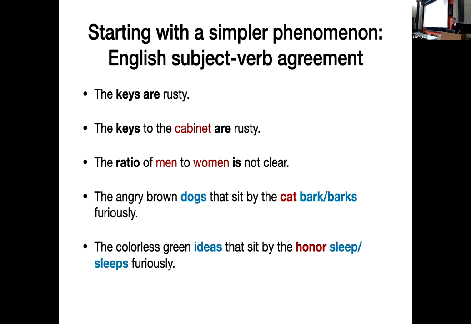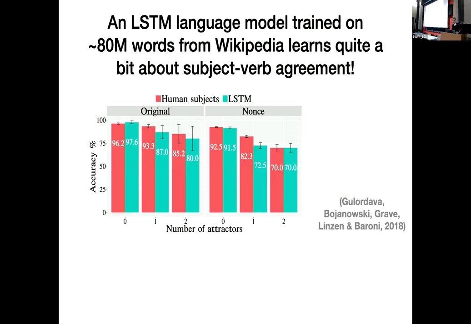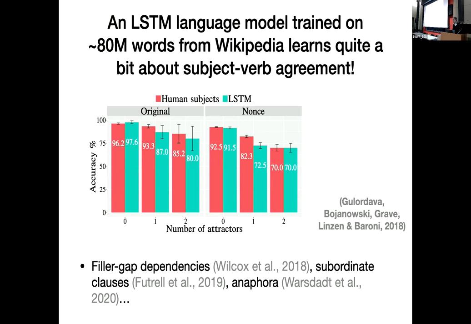We found that neural network language models that are trained on about 80 million words from Wikipedia learn quite a bit about subject-verb agreement. This is a comparison between human subjects in red and the networks in green. That shows us that in the case of this phenomenon, and a few other phenomena that other people have looked at, neural networks that are trained on an amount of data that is plausible for a human to learn from are actually able to learn without any innate bias.